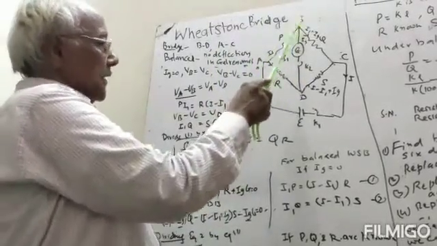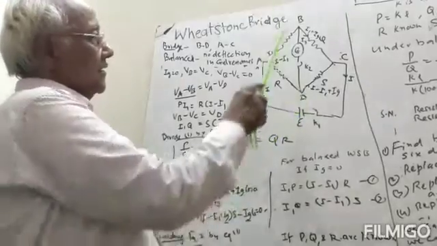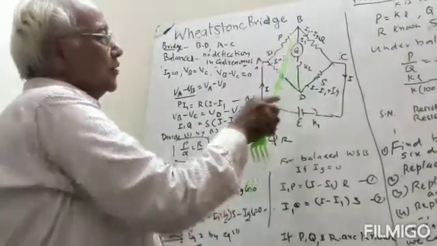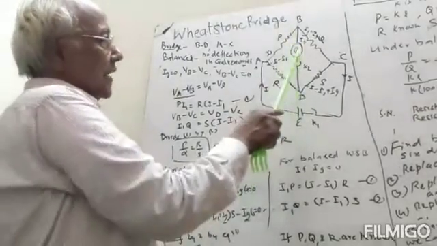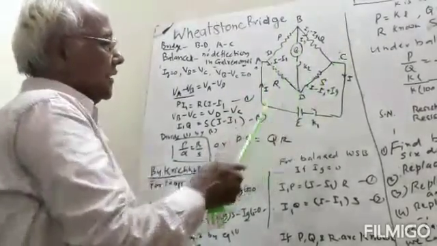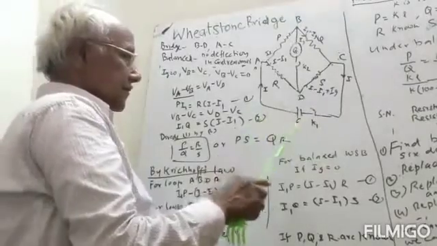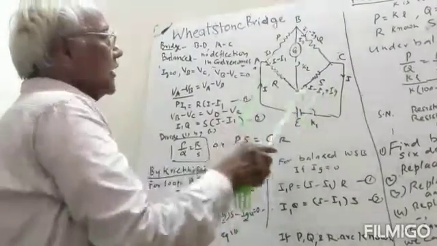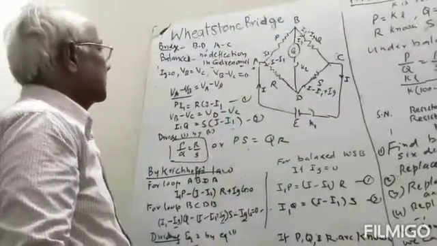Here, if B and D are not connected, then there will be a gap. So they are bridged by a galvanometer, and A and C are bridged by a cell. Then it is called a Wheatstone bridge.